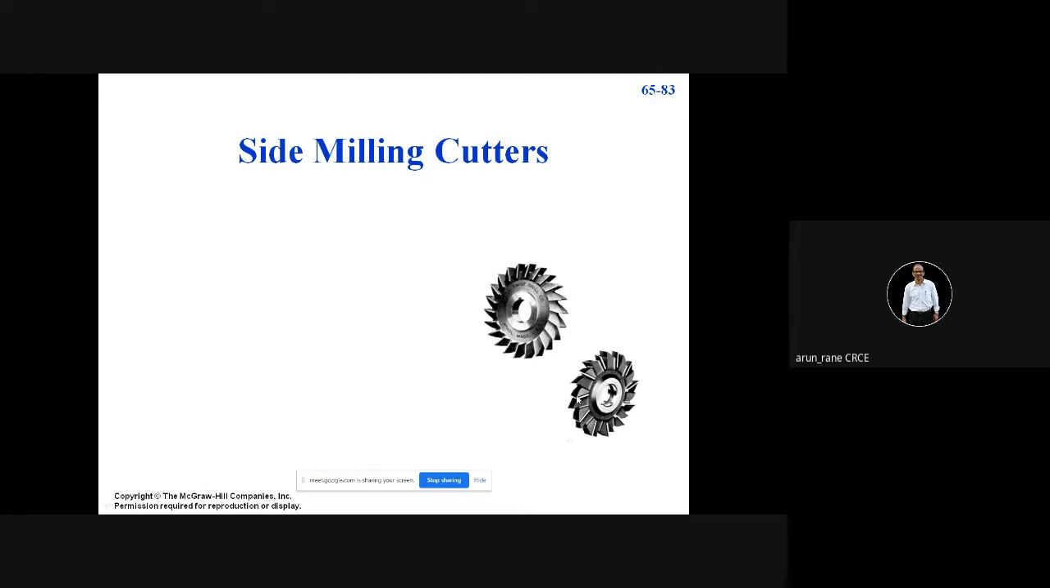So if you want to do a 90-degree, we call it as a shoulder milling, which I have shown, like our shoulder. So shoulder, you have two surfaces, both the surfaces are 90-degree to each other. So those surfaces can be milled with the help of side and face milling cutter.